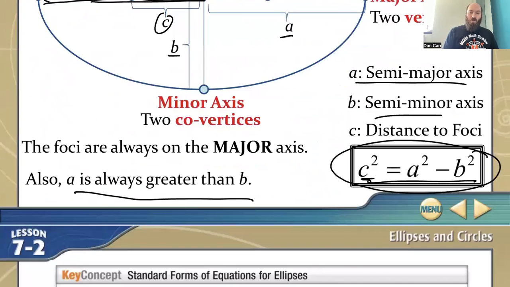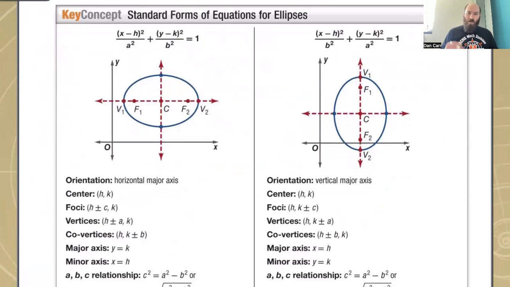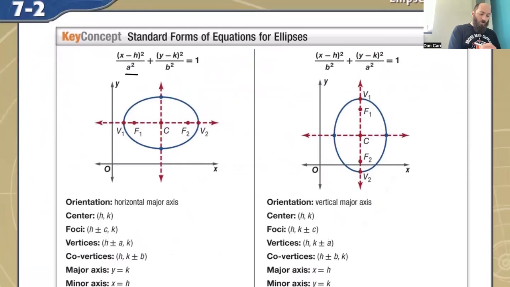Okay. So a few other points here. Just looking at those. Again, A squared compared to B squared, we're always going to put it under the variable that has the major axis. So one thing to highlight here is that if I have x minus h squared like that, that means that my major axis is in the x direction. Here, if I put a squared under y squared, my major axis is going in the y direction then.